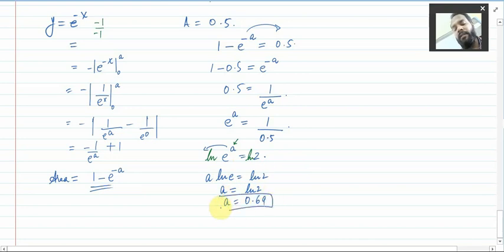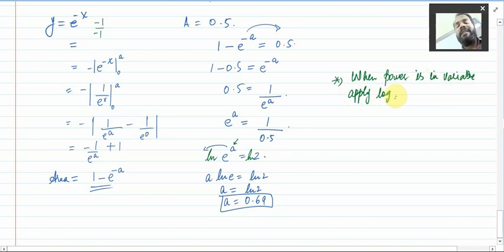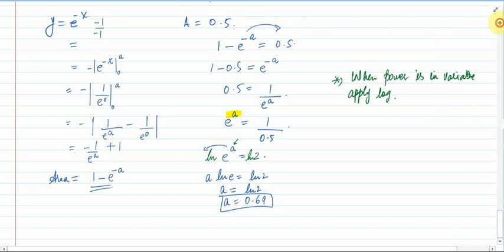that is your answer. So if you are confused about why we apply log here, the very simple rule to apply log: when power is in variable, apply log. That is a very simple rule to know when there is a need to apply log, right? Similarly, in this case, we have power in terms of variable. That is why we need to apply log here. Alright, so now you need to note down the solution.